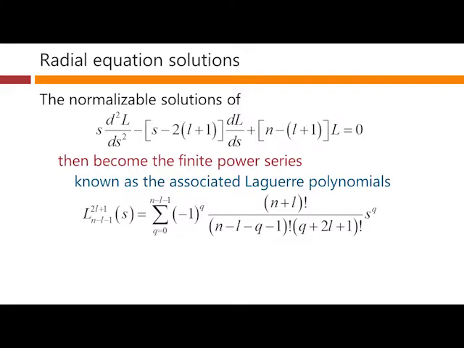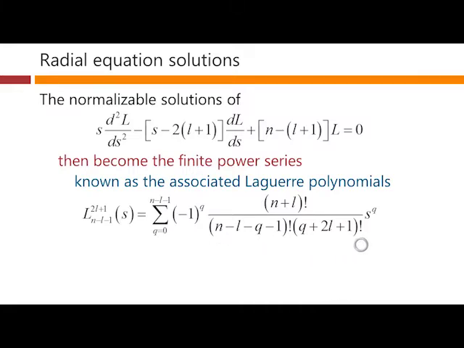Now, on the face of it, this looks rather complicated, but realize what it is. It's a sum over a bunch of powers of s. So we're going from s to the power 0, q equals 0, with some factor in front of it, all the way up to the term s to the power n minus l minus 1. So it's a polynomial of degree n minus l minus 1. And these are factors out front. They're straightforward to work out. We just evaluate these factorials.